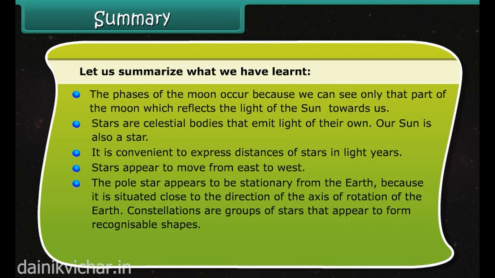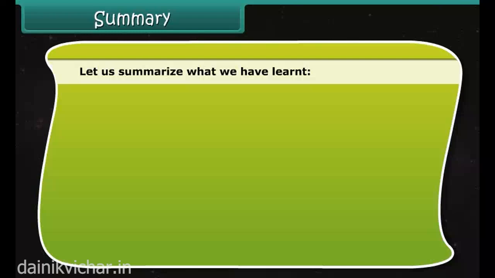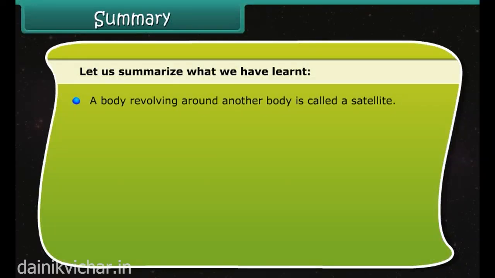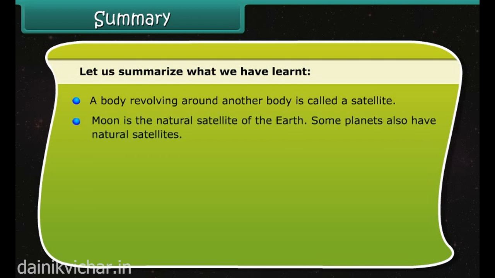The pole star appears to be stationary from the earth because it is situated close to the direction of the axis of rotation of the earth. Constellations are a group of stars that appear to form recognizable shapes. The solar system consists of 8 planets and a host of asteroids, comets, and meteors. A body revolving around another body is called a satellite. Moon is the natural satellite of the Earth. Some planets also have natural satellites.